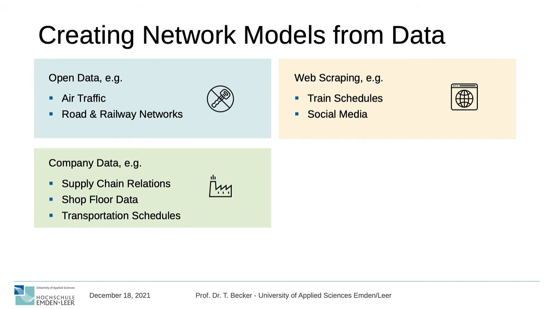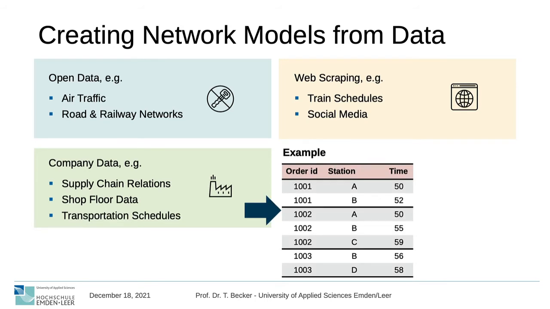Now, once you've collected all the data, how can you actually create a network from that? Usually you have all the data that has been provided to you in a tabular fashion, kind of a list of events that happen in a certain order. For instance, trains stopping at different stations or material being transported from one workstation on the shop floor to another. So in the end, it could look like this small example table. You have a different order on the shop floor, or it could also be a bus or train number that's visiting different stations at a certain point in time.